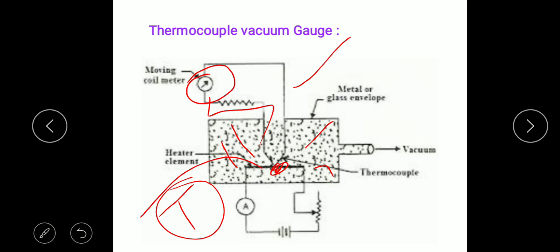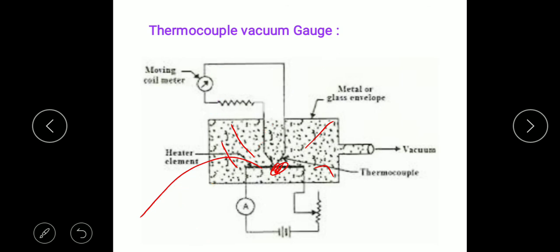Okay, this is simple about the thermocouple, but don't forget to remember one thing: the thermocouple vacuum gauge works on the lower pressure and lower thermal conductivity concept, where the thermocouple is used to measure the temperature, and through that reading we can easily identify the unknown pressure of the gas. Okay, this is all about the Pirani gauge, the thermocouple vacuum gauge.